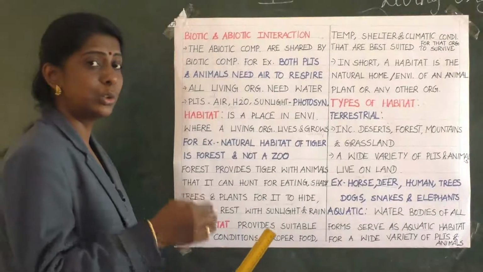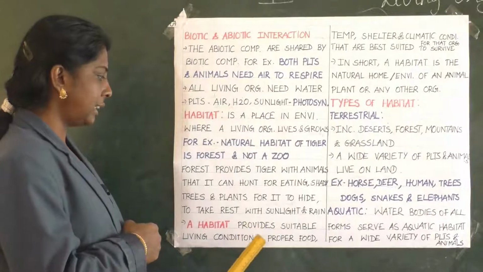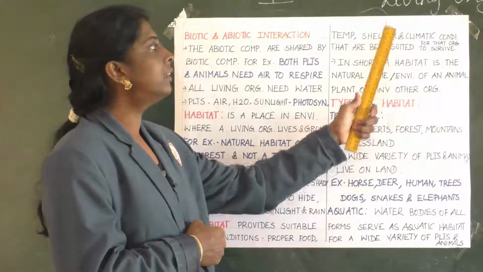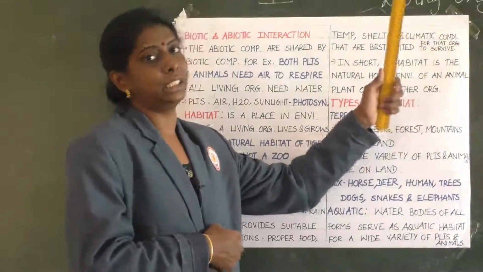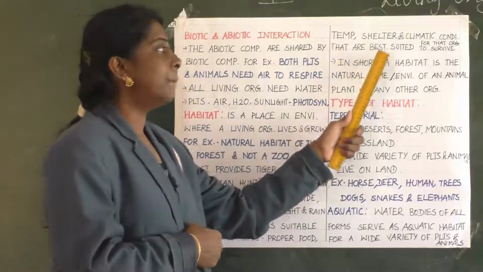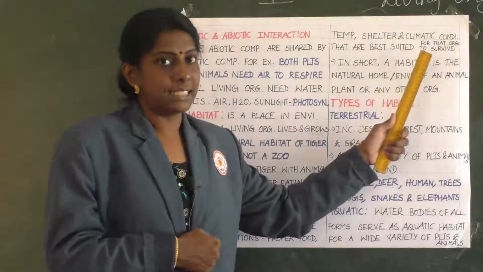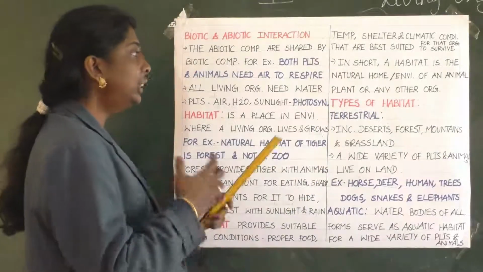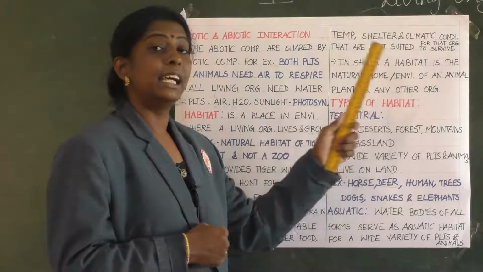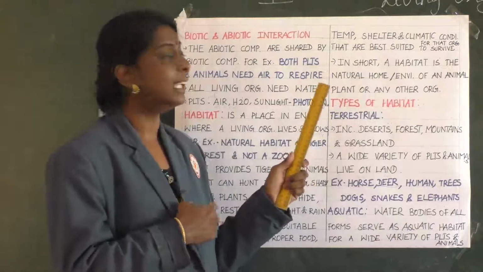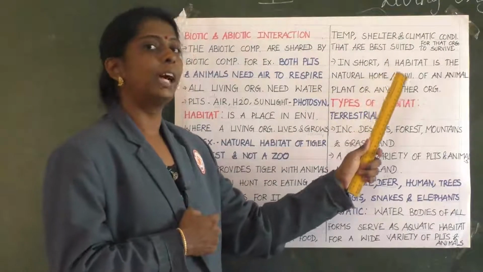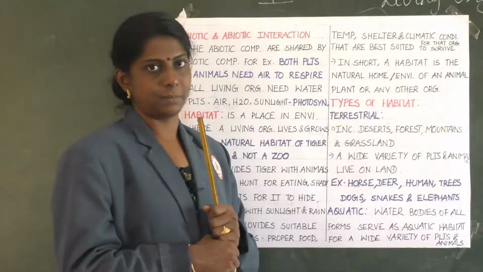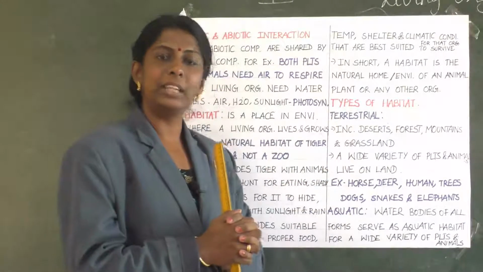A habitat provides suitable living conditions. For example, proper food, temperature, shelter and climatic conditions that are best suited for that organism to survive. Clear, children? Yes. So in short, a habitat is the natural home or environment of an animal or plant or any other organism. It's a natural home. Clear, children?